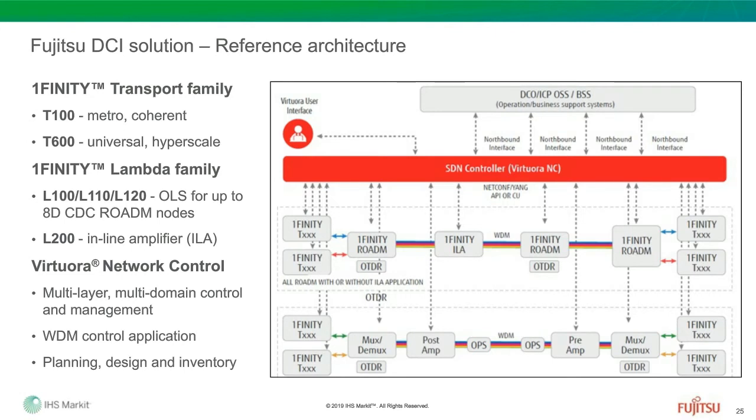The T600 and T100 transponders provide line-side transmission from 100 gig to 600 gig per wavelength, while the 1FINITY L1 series platforms perform flexible spectrum multiplexing and DWDM ROADM functions as well as inline amplification. The 1FINITY platform's fully disaggregated architecture also means that each network element can work with non-1FINITY systems. And lastly, the Virtuora network control solution provides SDN-based network management and service delivery.